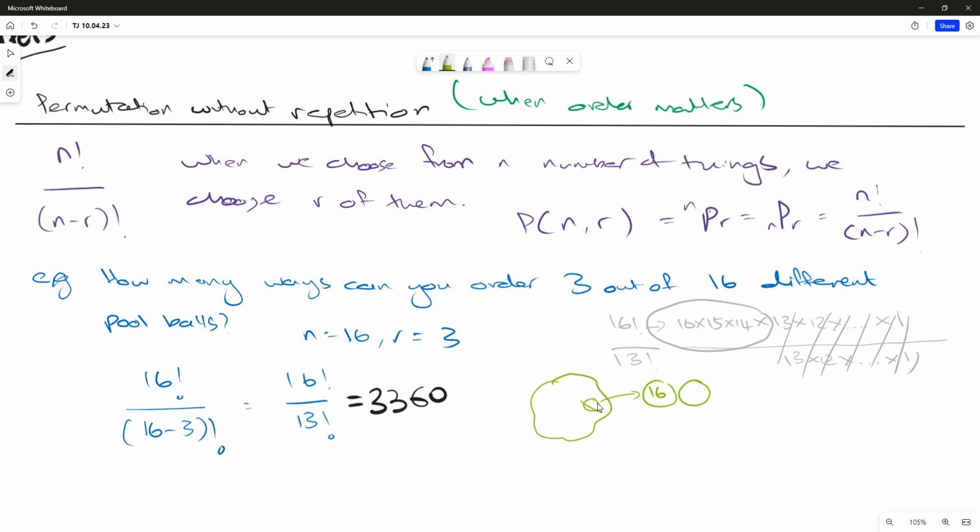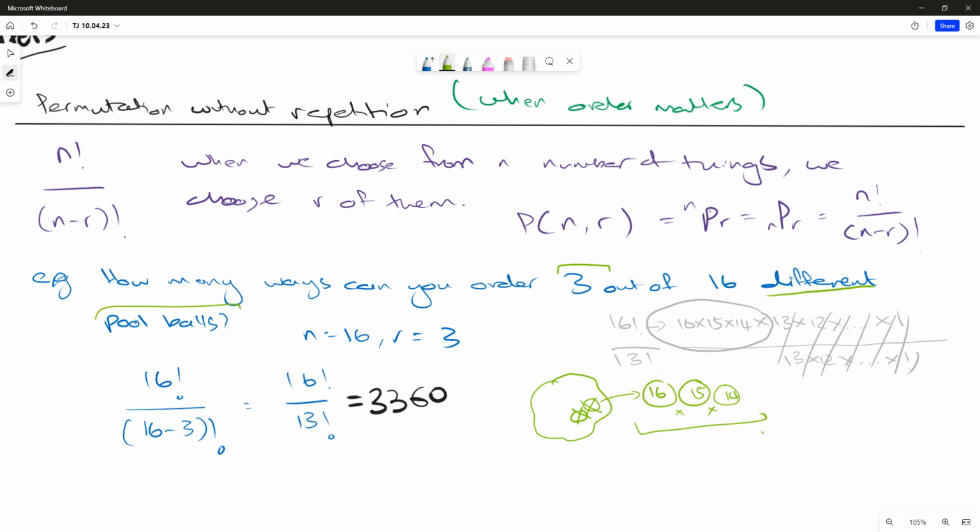So the second ball, the first ball has been removed, so now you've got 15 left. The second ball has been removed, so now you've got 14 left. And then you've got 3 balls in total, 3 out of 16 different pool balls. And they're using the word different as well. You're not putting it back. In how many ways can you order 3 out of 16 different pool balls?